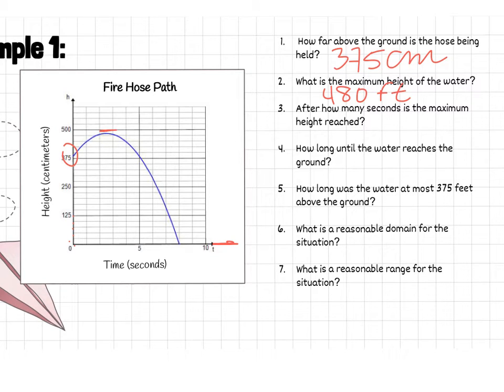Okay, after how many seconds is the maximum height reached? Well, that's right in between here. That's our axis of symmetry right there, right? So, let's see. These go by 1, 2, 3, 4, by 1. So 1, 2, between 2 and 3. So 2.5 seconds. Okay, how long until the water reaches the ground? Well, from here where it starts to here where it ends is 5, 6, 7, 8 seconds.